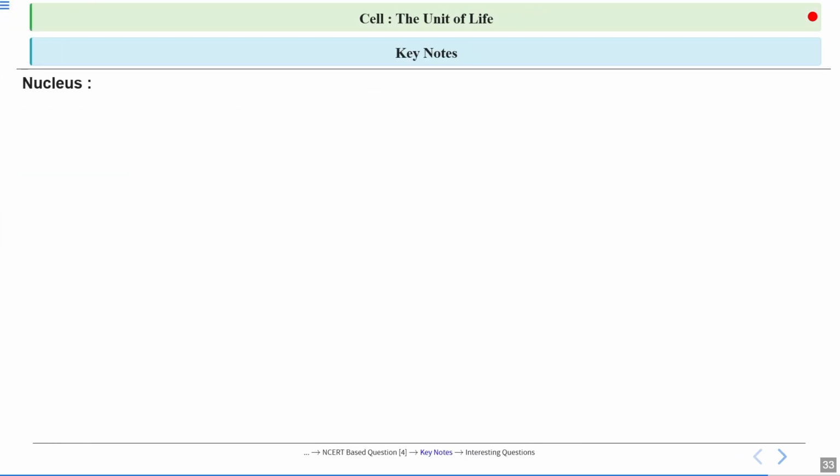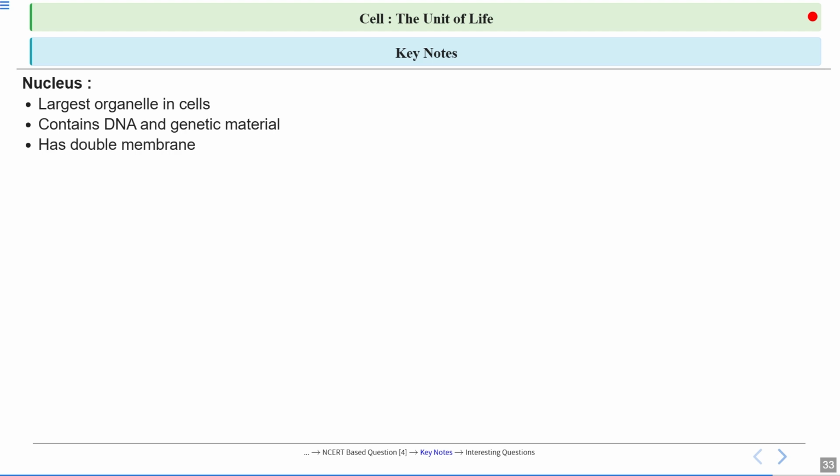Okay, now let's discuss some keynotes. We talked about the nucleus. It is the largest organelle in the cell. We're talking about the animal cell, otherwise chloroplast is the largest. It contains DNA as the genetic material, has a double membrane around it, and controls the cell activity. It is self-replicating also, and contains the nucleolus.